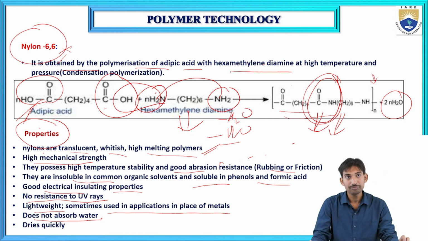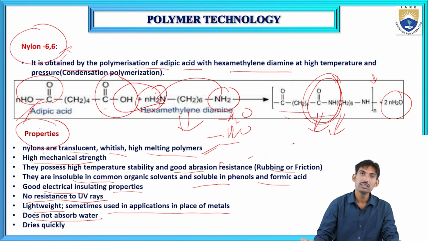We have seen the synthesis and properties of nylon 6,6. How can we synthesize nylon 6,6? It is prepared using adipic acid and hexamethylene diamine at high temperature and pressure. These two undergo condensation polymerization. Water molecules are eliminated and form the new polymer, nylon 6,6. This is an example of a thermoplastic polymer. These are the properties of nylon 6,6.